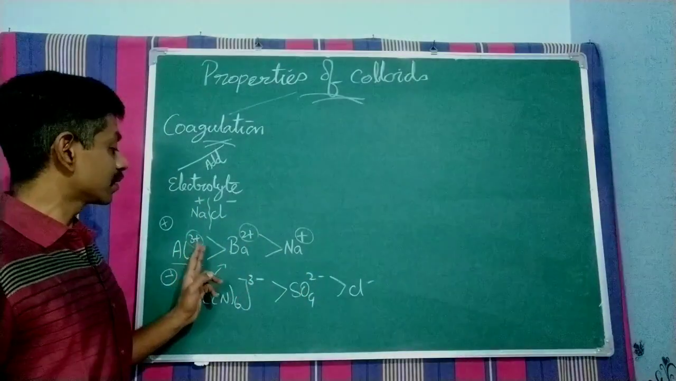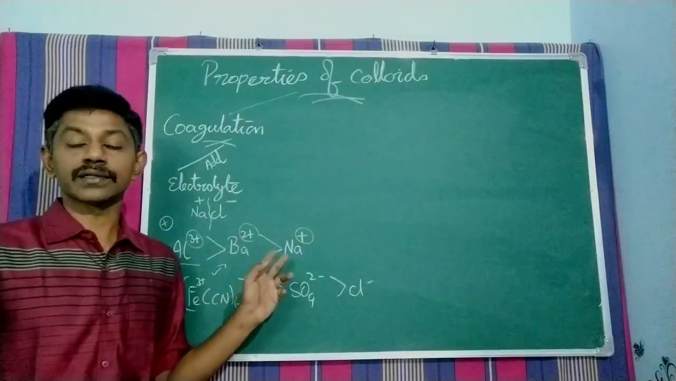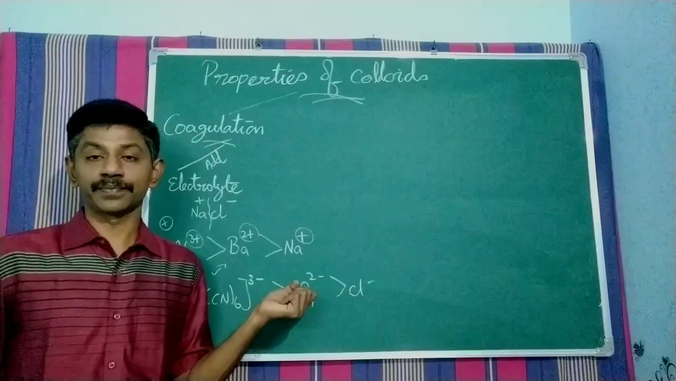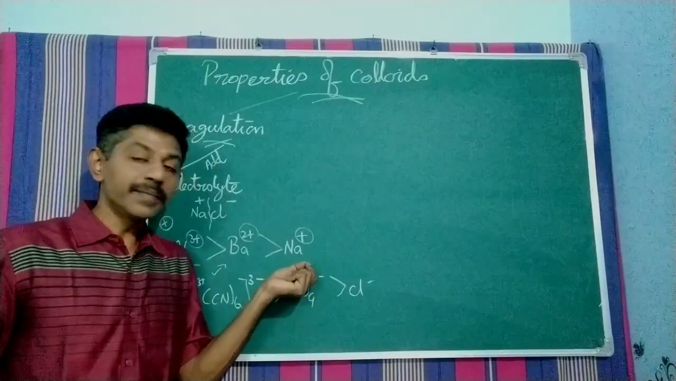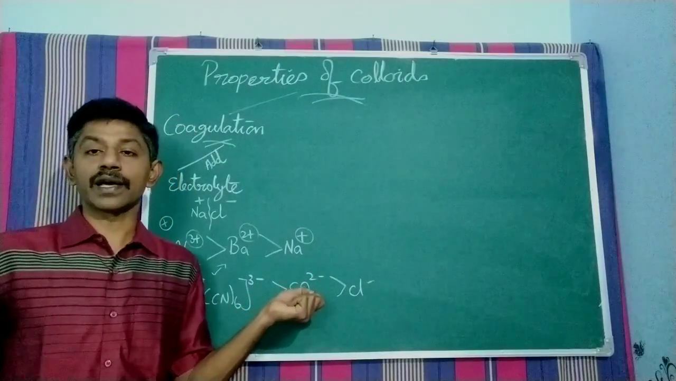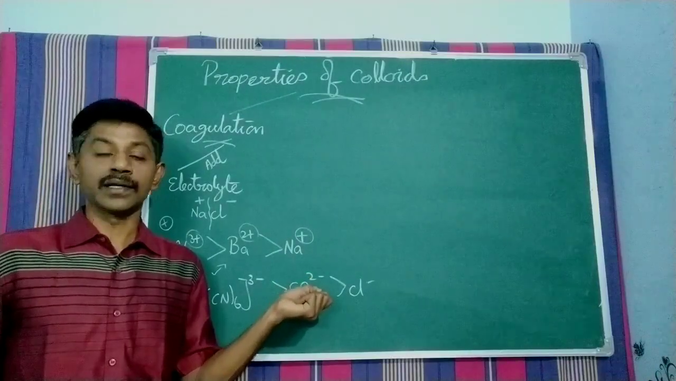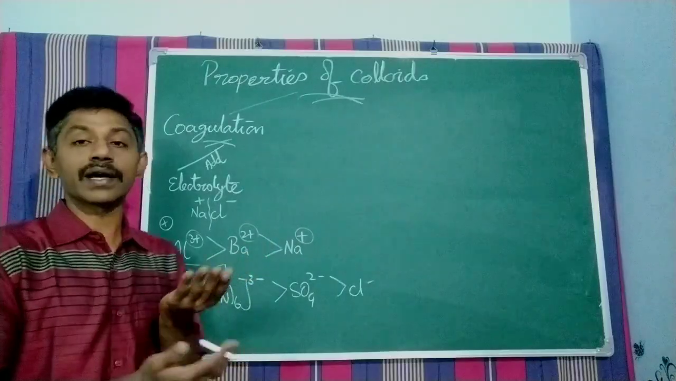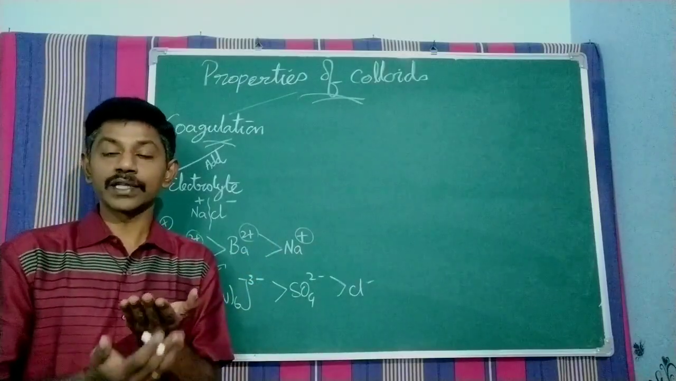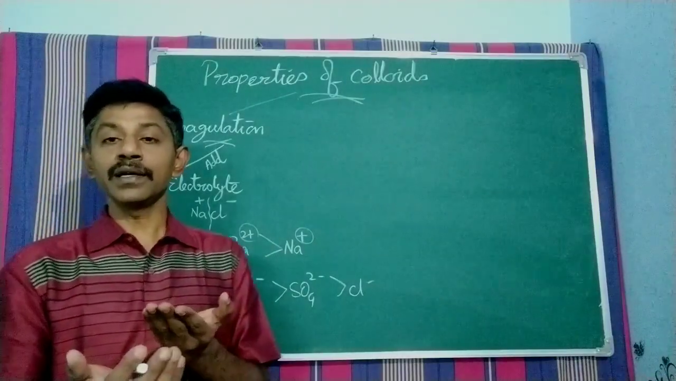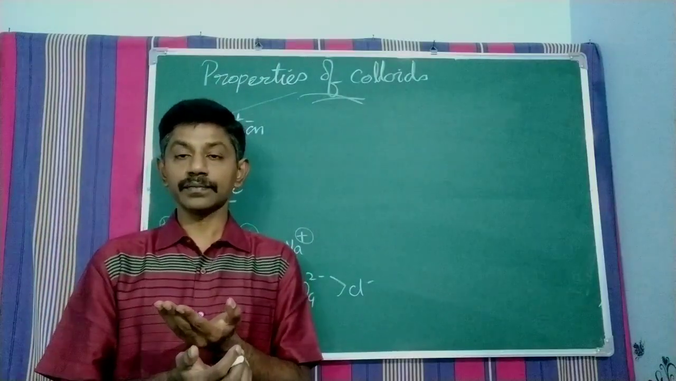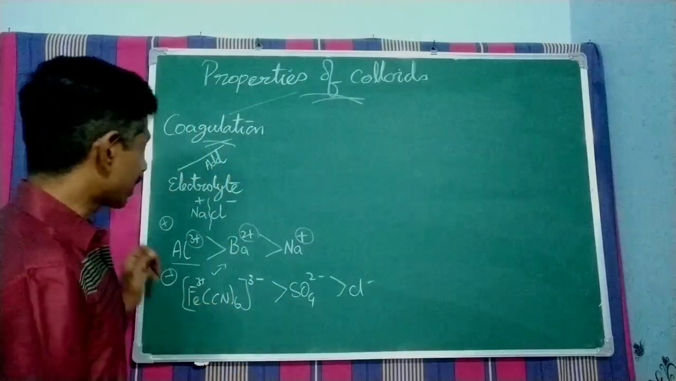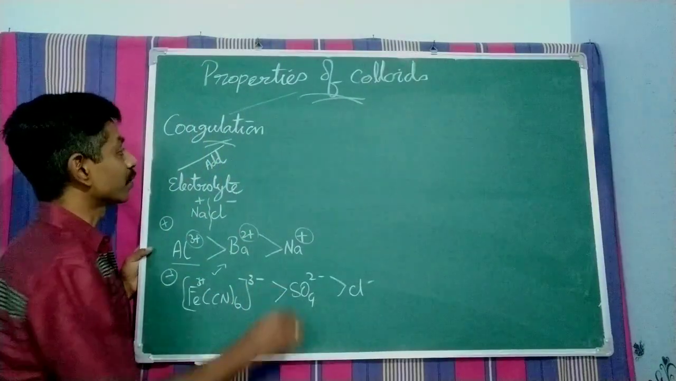There is a 3-mark question they may ask you: flocculation value. That means the minimum amount of electrolyte that must be added to make precipitation or coagulation possible. Usually it is expressed in millimoles per liter, and they calculate it over 2 hours. Okay, so that is a 2-mark question, you can note it.